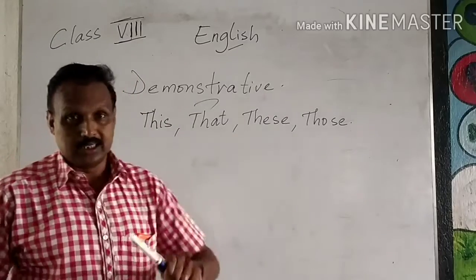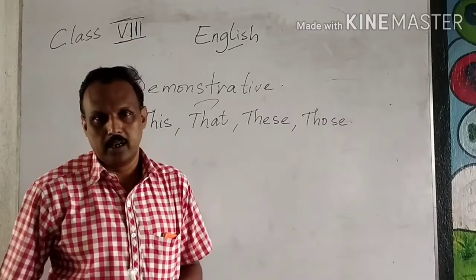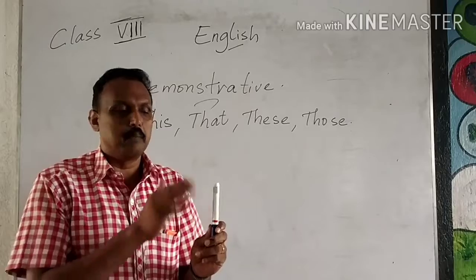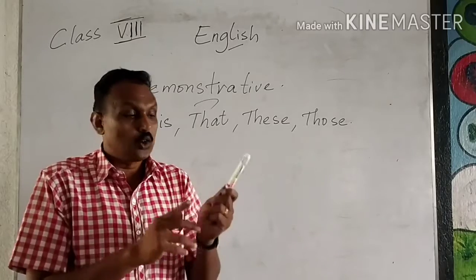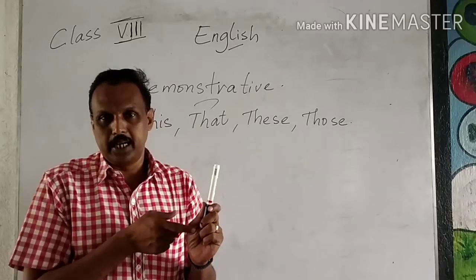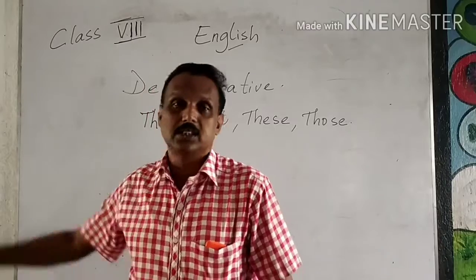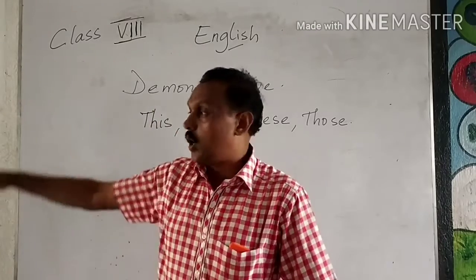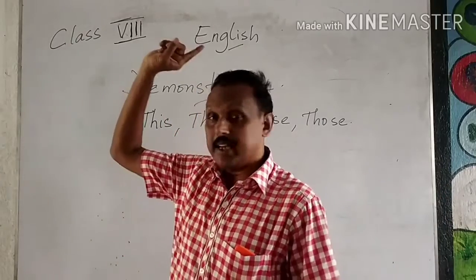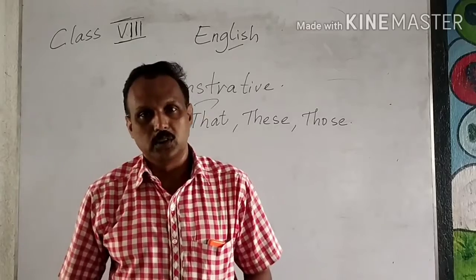When do we use this? When something is nearby to us, if it is singular. Now how many pens do I have in my hand? Only one. And it is nearby to me, touchable distance. So how do you ask a question? What is this? How do you answer? This is a pen. Now the door is a little away from me. So we don't say, what is this? I cannot touch the door. So how do you ask a question? What is that? From there you will be answering, sir, that is a door. Because we are talking about one door, singular.